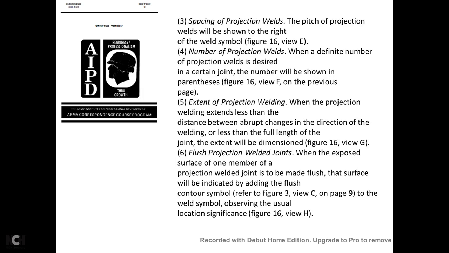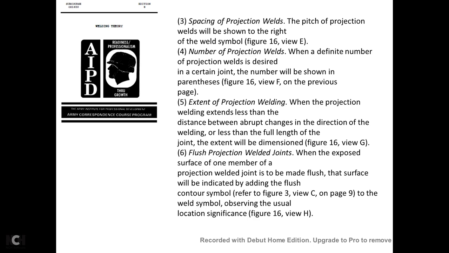3. Spacing of the projection welds. The spacing of the projection welds will be shown on the right of the welding symbol. 4. Number of projection welds. When a definite number of projection welds is desired in a certain joint, the number will be shown in parentheses. 5. The extent of the projection weld. When the projection weld extends less than the distance between abrupt changes of direction of the welding, less than the full length of the joint, the extent will be dimensioned.